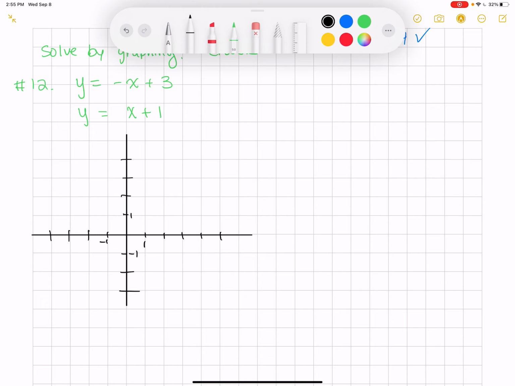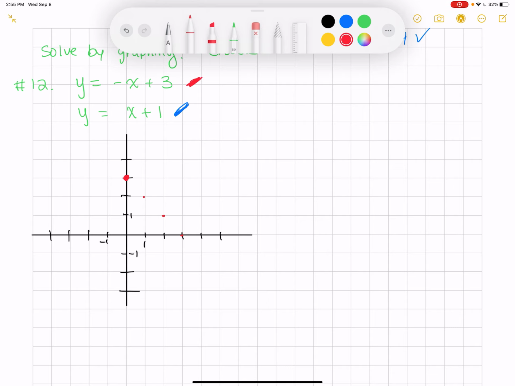All right, so for this one, I'm going to graph the first line in red, and then I'll graph the second line in blue. For the top one, what is my y-intercept? It is 3, so I'm going to go up to 3 and put a point. Now, what is my slope? Negative 1 over 1. It's negative, so it's going to be down 1 over 1, down 1 over 1. Normally I will graph about 2 points and then I'll just draw the line.